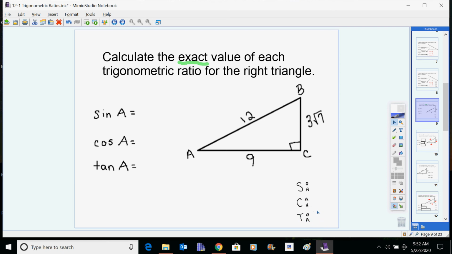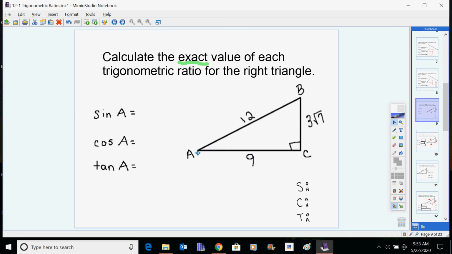If you get tired of hearing me say that, good, because then you're going to get used to it. Okay? Make it into a song that never ends or something like that. But opposite over hypotenuse, adjacent over hypotenuse, opposite over adjacent. So I look at my sine, and I'm basing these things off of A. So I need to look at angle A, and my first step is always going to be to identify where the opposite and the adjacent and the hypotenuse live on this right triangle.